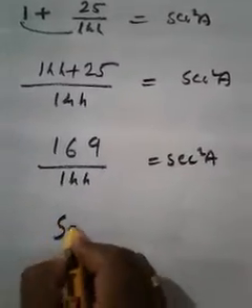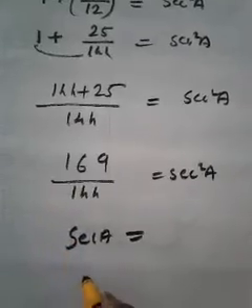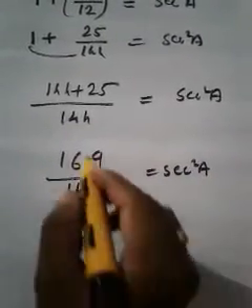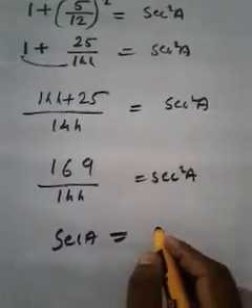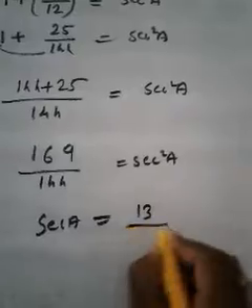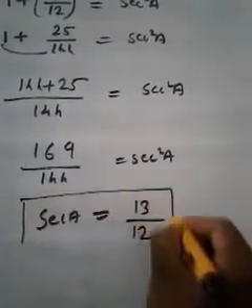So then what will sec be? Sec will be the square root of this. Sec square A is equal to 169 by 144, which means sec will be the square root of that. What is the square root of 169 by 144? What is the square root of 169? 13, of course. And what is the square root of 144? 12. So we got the value of sec.